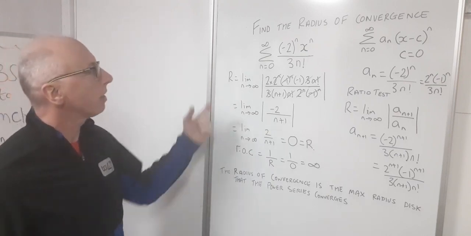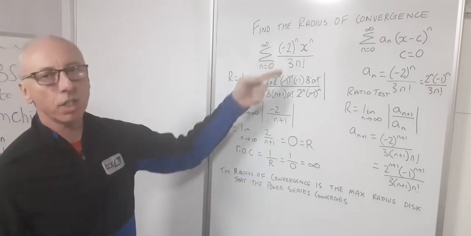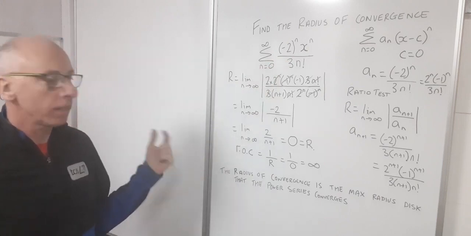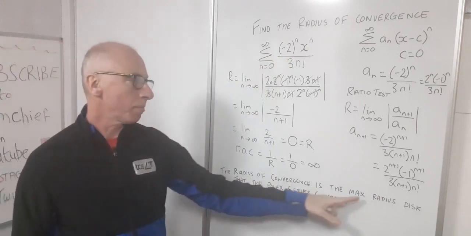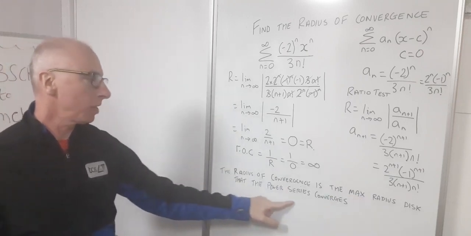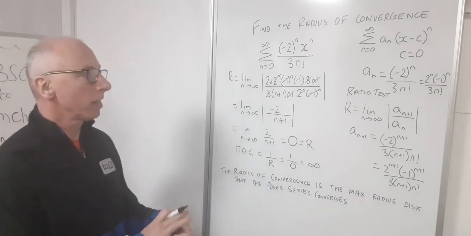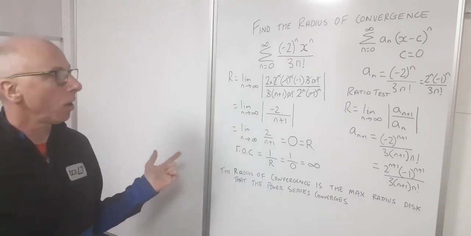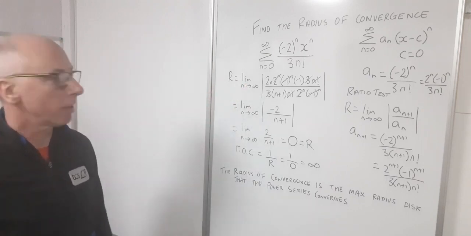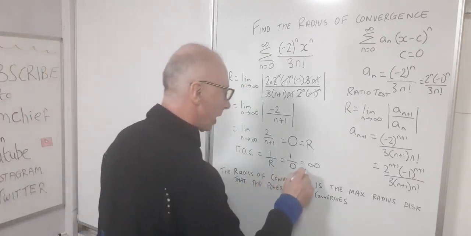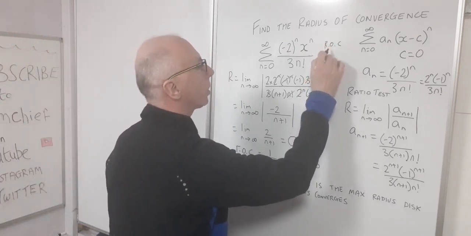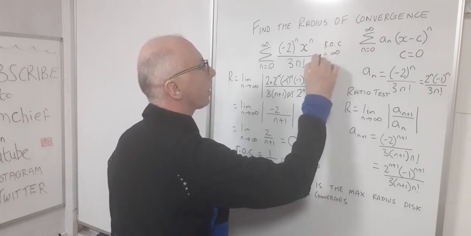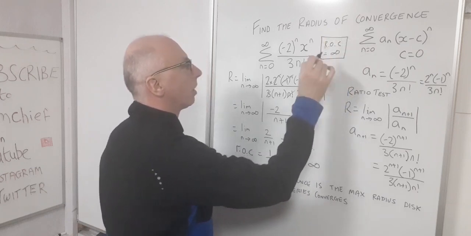So basically this power series here converges everywhere. So that's the result here of our radius of convergence. The radius of convergence is the maximum radius disk that the power series converges, in which case it's the whole values, basically the whole domain of this power series. So that would be my answer. So I put my radius of convergence is infinity. Okay.